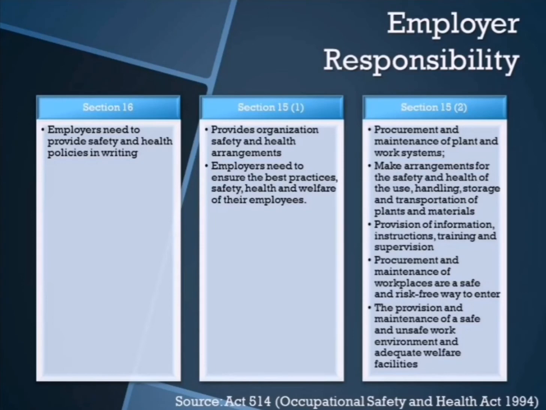There are some employer responsibilities for safety and health at the workplace for their employees. From the Occupational Safety and Health Act 1994, in Section 16, the employer needs to provide a safety and health policy in writing. Next, in Section 15 in bracket 1, the employer needs to provide organization safety and health arrangements. Next, the employer needs to ensure the best practice of safety, health and welfare of their employees. And the last one is Section 15 in bracket 2, procurement and maintenance of plants and work systems.